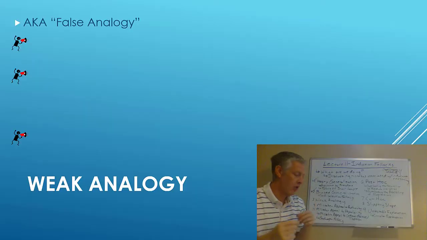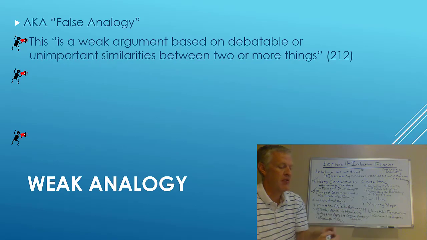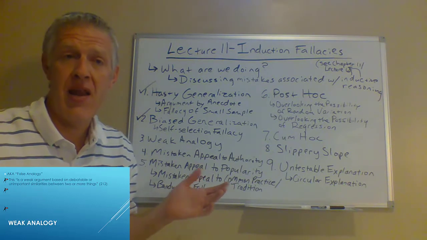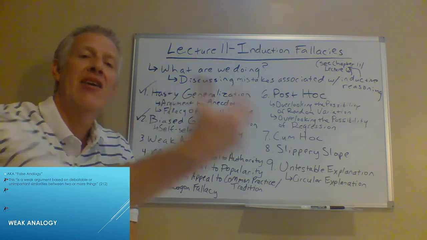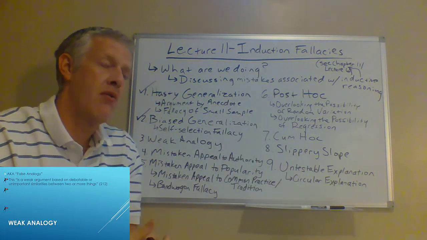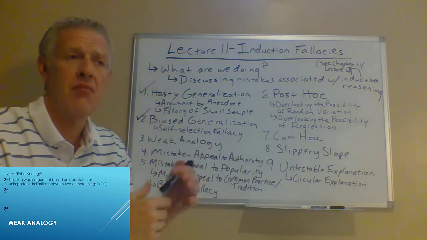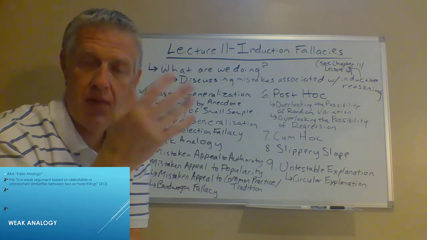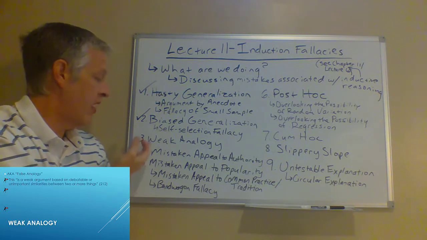Basically, what we mean by a weak or false analogy, as they say from 212, quote, "is a weak argument based on debatable or unimportant similarities between two or more things." So, in other words, it signals a problem with an argument by analogy. And again, I enumerated all the various ways you can attack an argument from analogy that someone has given us. One way or another, if the analogy is no good because it has very weak similarities, it's not addressing strong dissimilarities, and so on and so forth, then we would identify this sort of mistake and label it as a weak analogy.